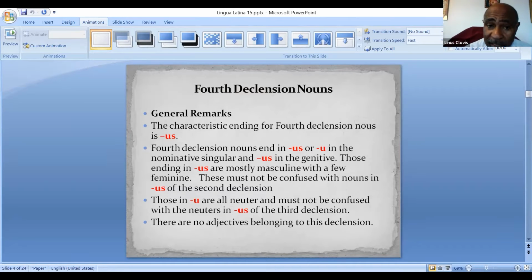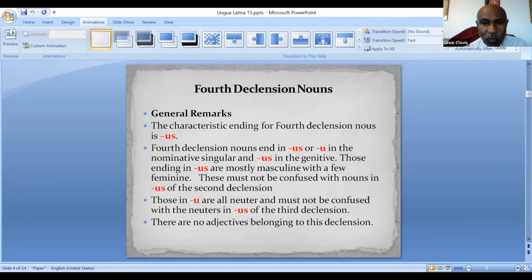Okay, so we start again. Fourth declension nouns. The general remarks. The characteristic ending for the fourth declension noun is US. Remember, we said that the characteristic for the first declension is AE, the genitive. For the second declension, it's I. For the third declension, it's IS. For the fourth declension, it's US. So that's the characteristic ending. The fourth declension nouns end in US or U in the nominative singular. So if it's nominative singular, either US or U.